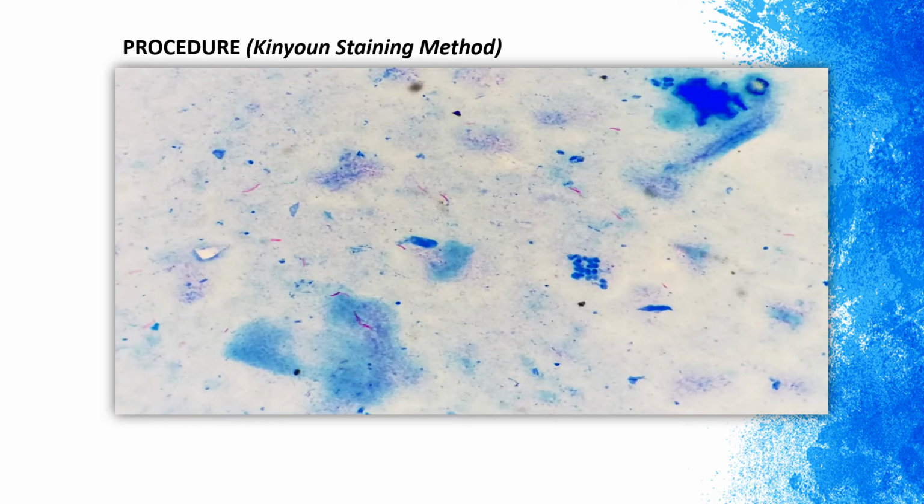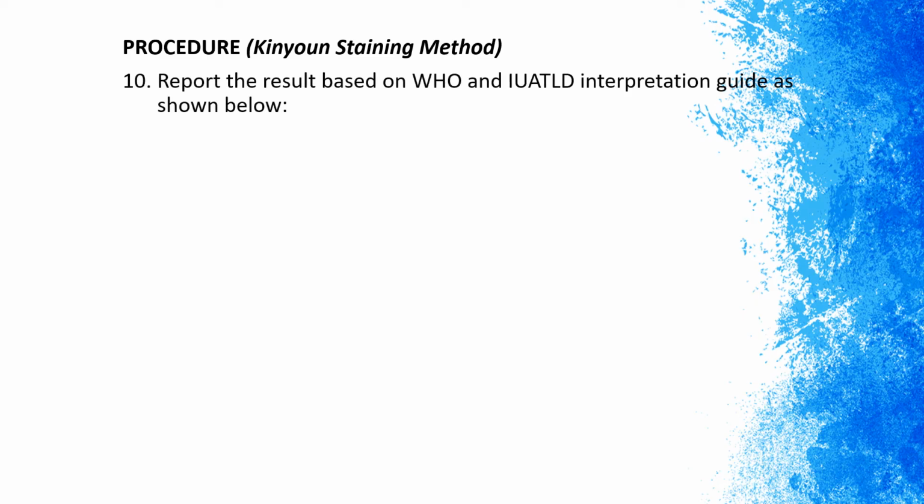This is an example of a stained smear. So here are your acid-fast bacilli. There are lots of AFB in this picture. Then proceed to the reporting.